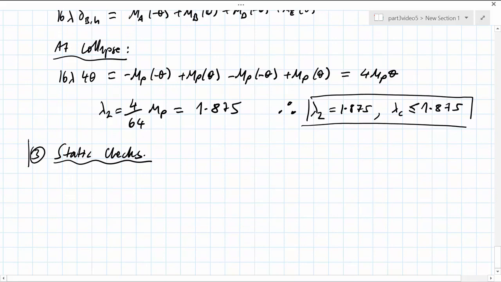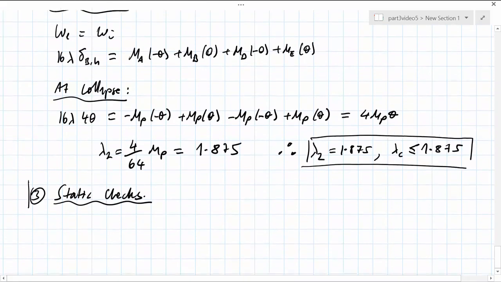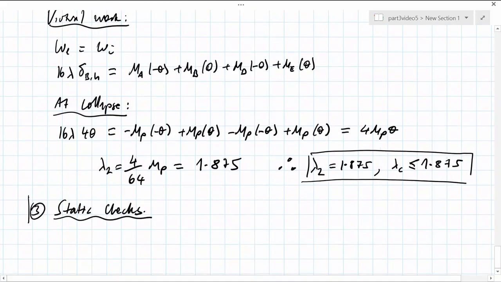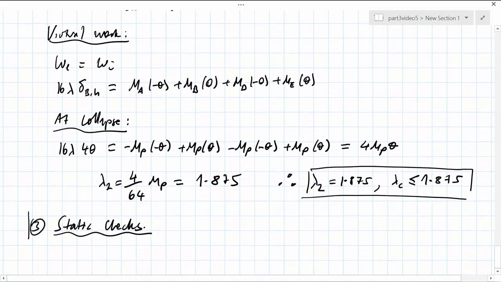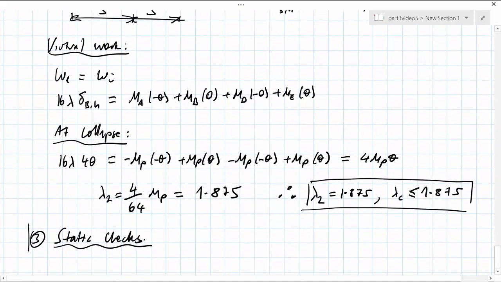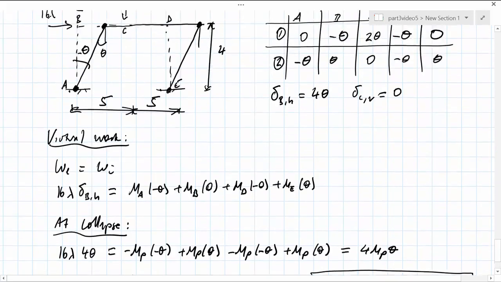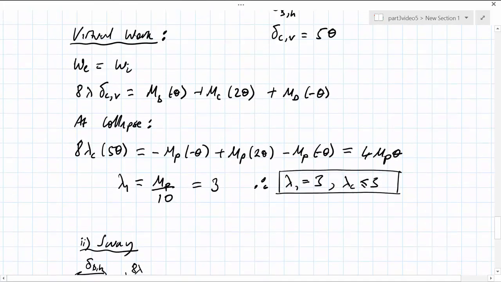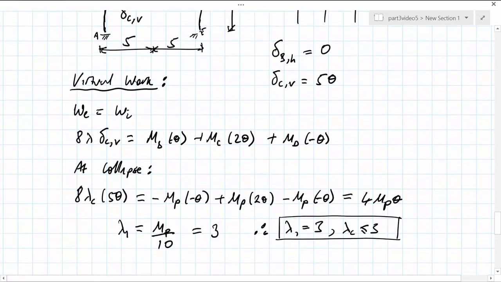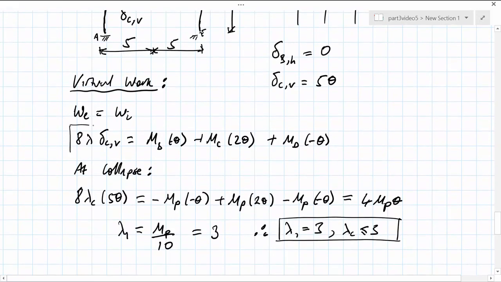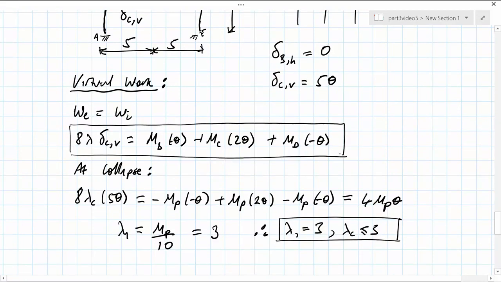The way in which we do this is to return to the virtual work equation for mechanism 1, and we substitute in the values of moment and plastic collapse load factor for mechanism 2. So the equation that we are looking at is this equation, and we note that the only unknown quantity is MC.